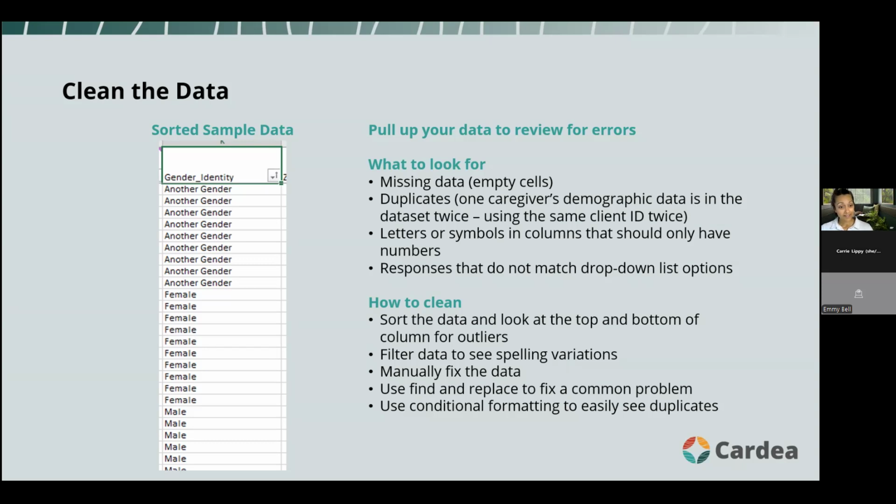So how to clean these issues? You can use the different functions that Olivia was highlighting earlier. You can sort your data and look at it top to bottom to see if there are any outliers. You can filter to check for spelling variations. You can manually fix your data. That's a very good way to check out what's going on, particularly in a small data set. You can use find and replace to fix a common problem.